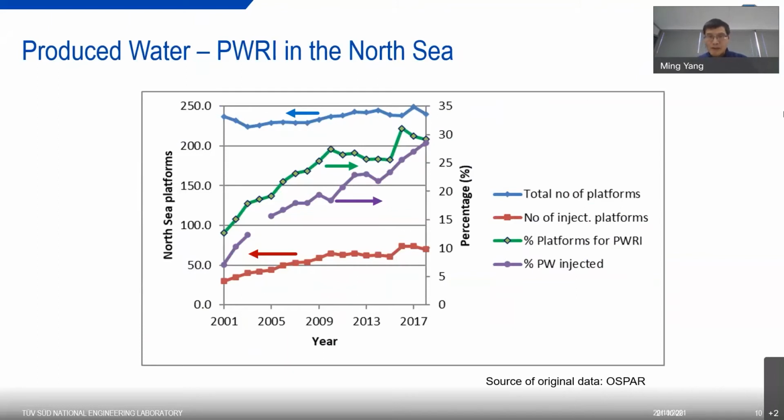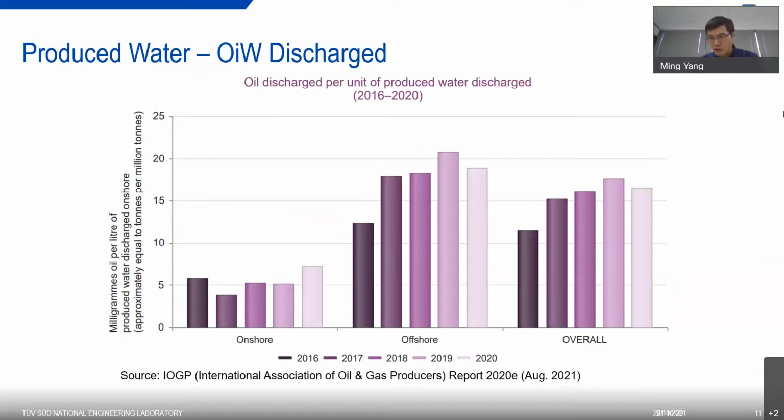So how about the amounts of oil in your discharged produced water? Here's again a chart from IOGP, covering the same period, 2016 to 2020. This is the onshore situation and the oil content in your discharge water. We're looking at, certainly in 2020, roughly about 7 milligram per liter. Prior to that, we're looking at 5 milligram per liter. What you can see there is perhaps a small increase generally over the last few years.